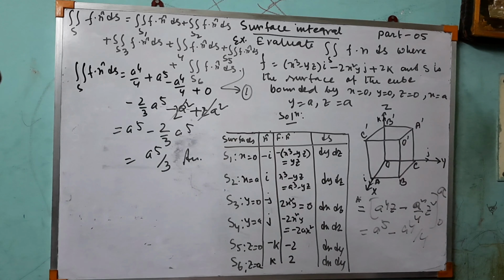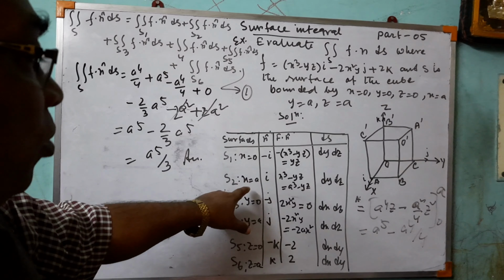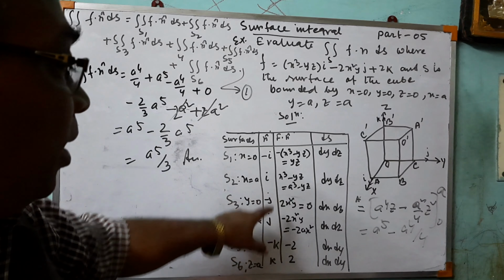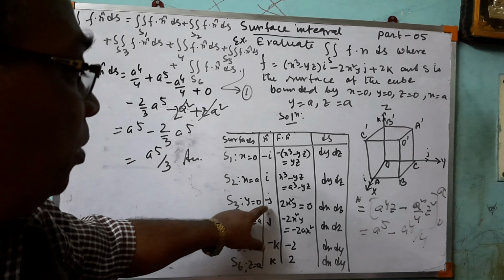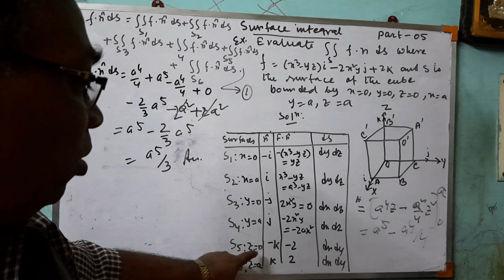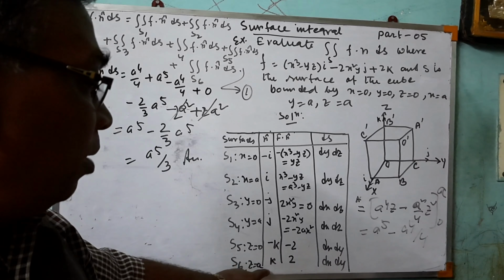How to remember this table, you know. When x equals 0 and x equals a, start with minus i, plus i. When y equals 0 and y equals a, this is minus j, plus j. When z equals 0 and z equals a, that is minus k, plus k.